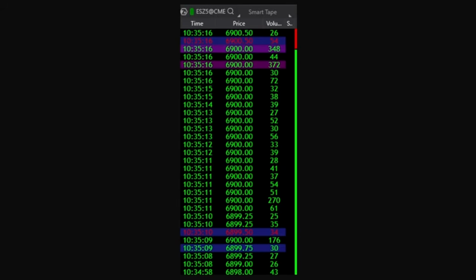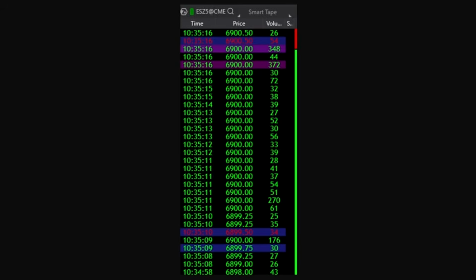So I'm looking at the tape, price is coming up to 6,900. Let's say there's a node there. And I want to determine if the buyers or the sellers are controlling this 6,900 node. If I was looking at a tape like this, it would be pretty damn obvious. I would say that the buyers are controlling that 6,900 node, because every time we come into that price, it is being seen on the buy side, the aggressive bullish delta side.